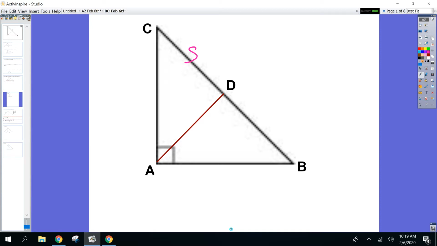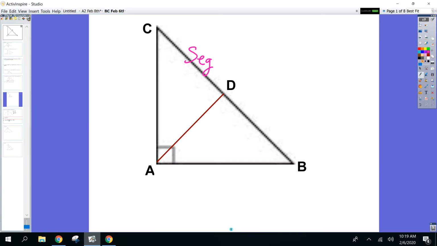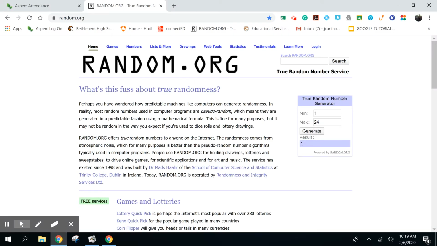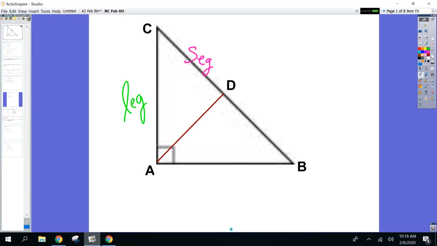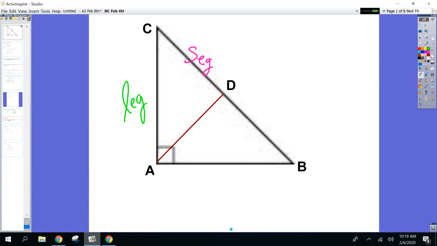Segment. 3. Give me CA. Leg. Here we go, 1. All right. 3 again. Here we go, AD. Wait, no. Altitude. Yeah, I should have put those in. Those got erased. Altitude. There we go.